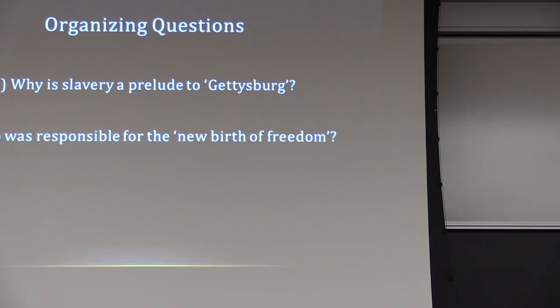Because the more that I've read, the more I've determined that there are a lot of Northerners who didn't have such strong feelings against slavery. Or maybe they were against slavery, but they for sure didn't want equal rights for blacks.